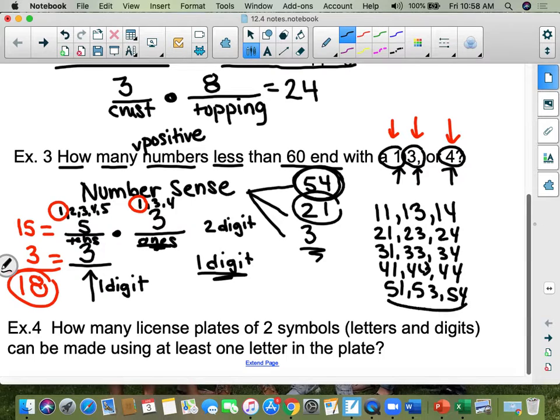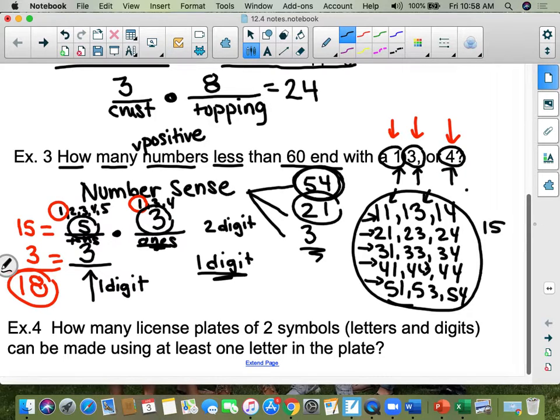There are 15 two-digit numbers. There they are. There were 5 numbers in the tens digit. You see the 1, the 2, the 3, the 4, and the 5. And there are only 3 in the ones digit. The 1, the 3, and the 4. And that's how we got our 15. And there's only 3 one-digit numbers. The 1, the 3, and the 4.